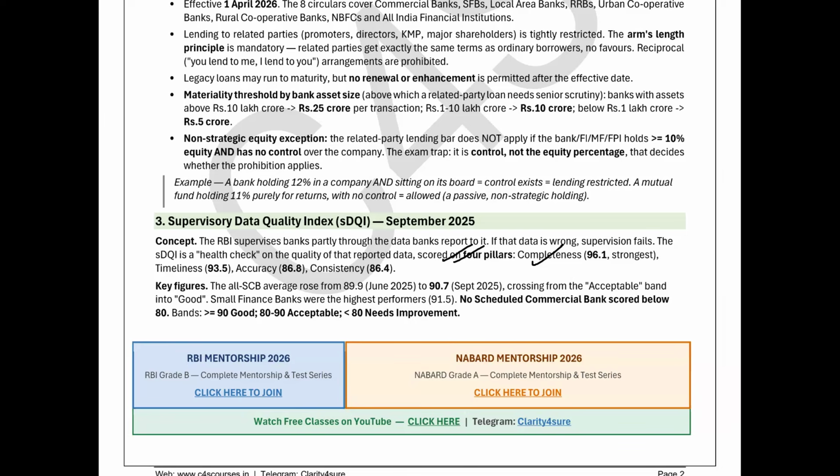So RBI, through this Supervisory Data Quality Index, that is SDQI, on September, what does it do? It checks the health checkup, which is telling about the quality of the reported data. Are you getting my point, beta? Is it clear? Now, there are some important points that you should understand.